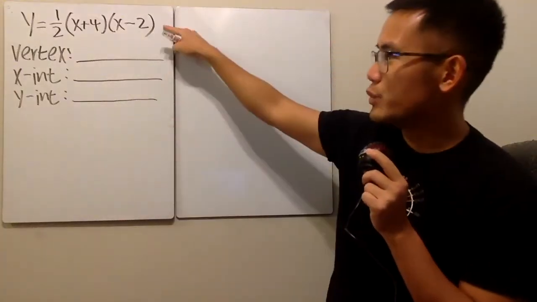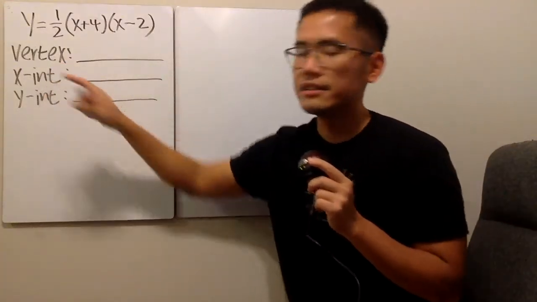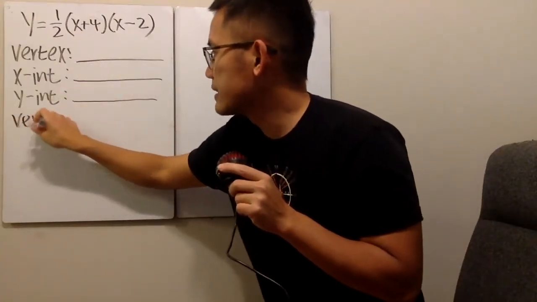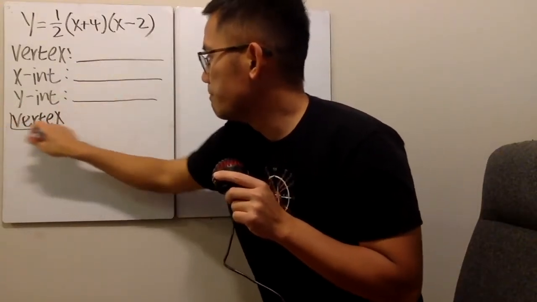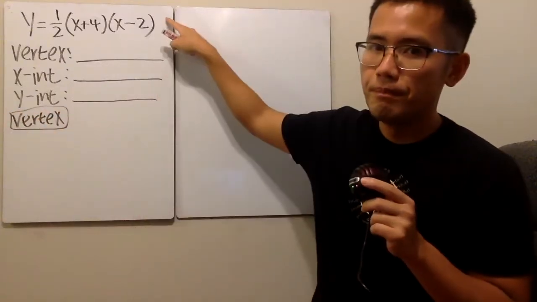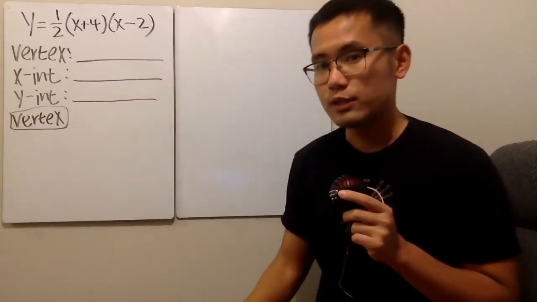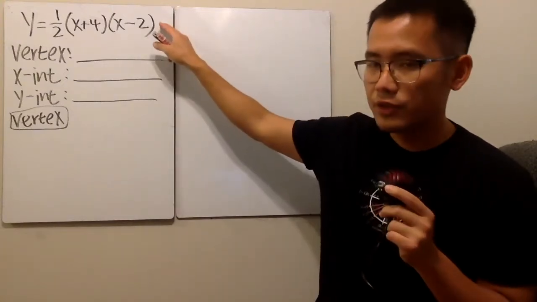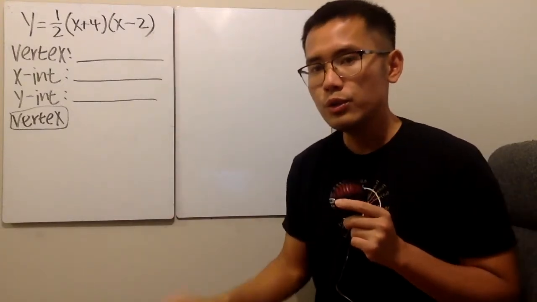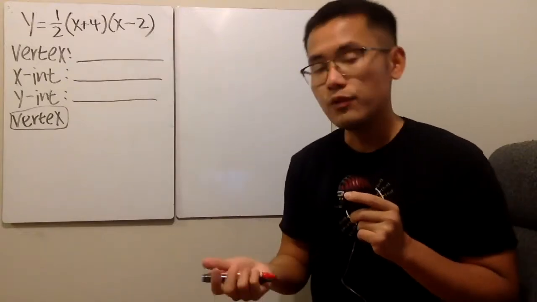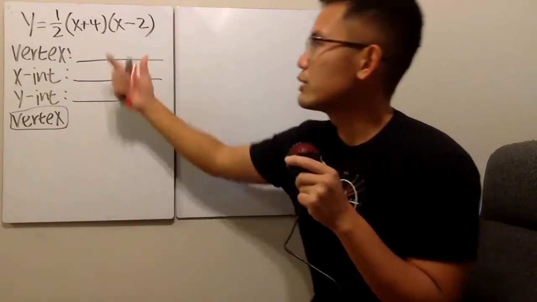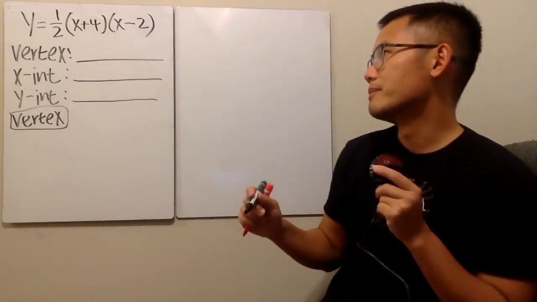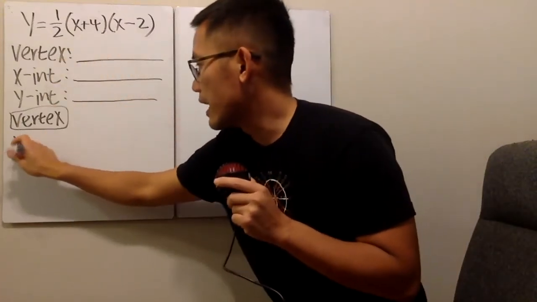Okay, we are given this equation, and we are going to find the vertex, x-intercept, and also y-intercept. Let's go ahead and start with the vertex. Unfortunately, we do not know the vertex right away. Well, we cannot use the formula right away because this is in the factored form. We need to put this in the standard form first, and to do that, we are just going to multiply this out so we can use the vertex formula from the standard form. So let me just write this down again for you guys.